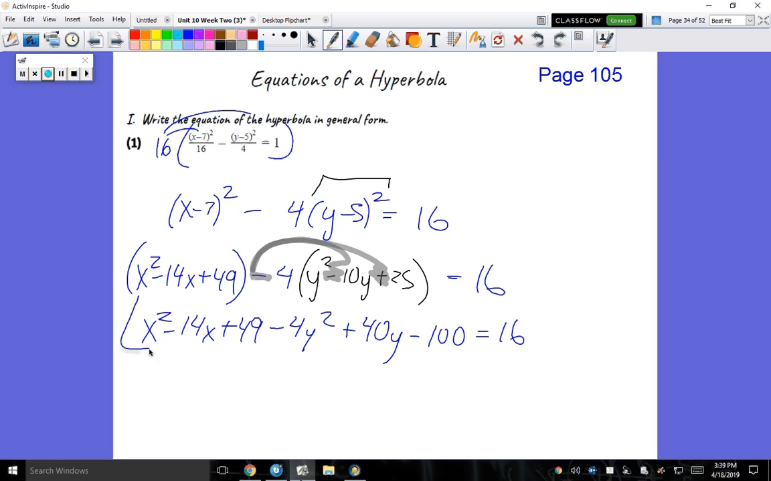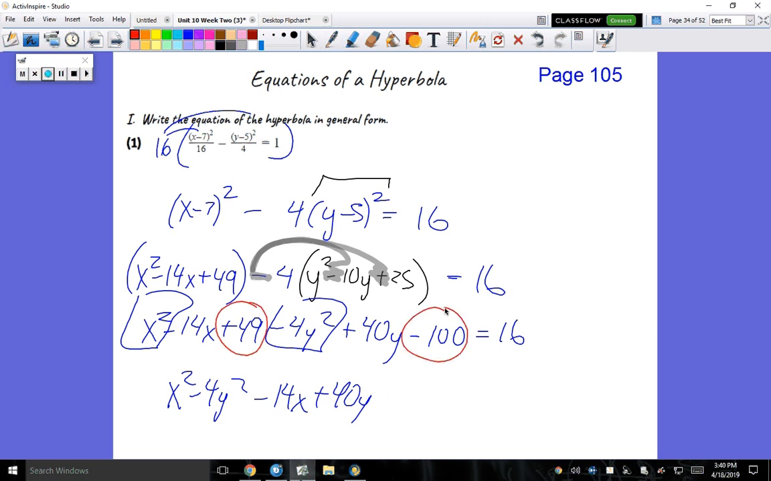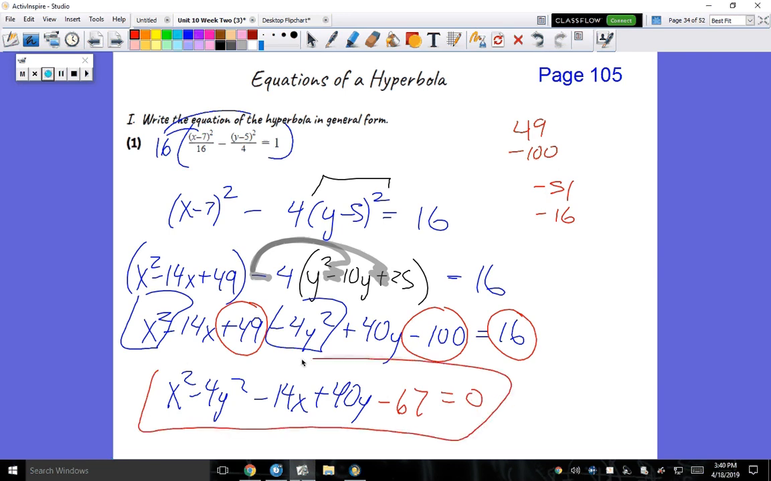Okay? So let's get all of our squared pieces in line: x squared minus 4y squared. Then we're going to get our x's and y's in line, which you get this and this. And then finally our constant terms, they're all going to move to the left side. So 49 minus 100 is negative 51, and then we subtract 16, which gives negative 67. There's your standard form, guys.